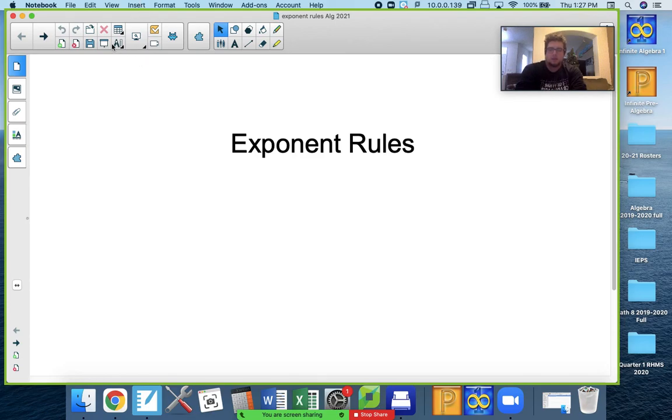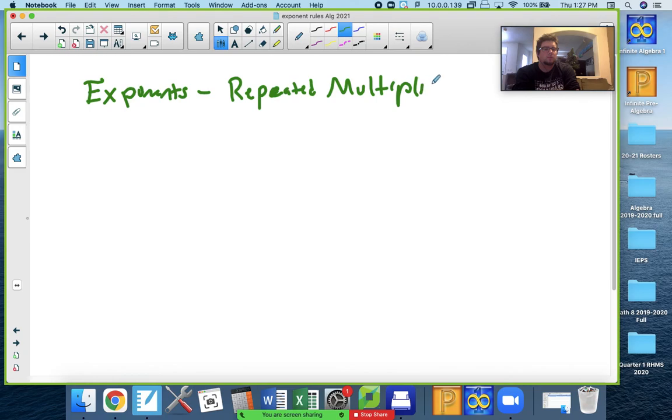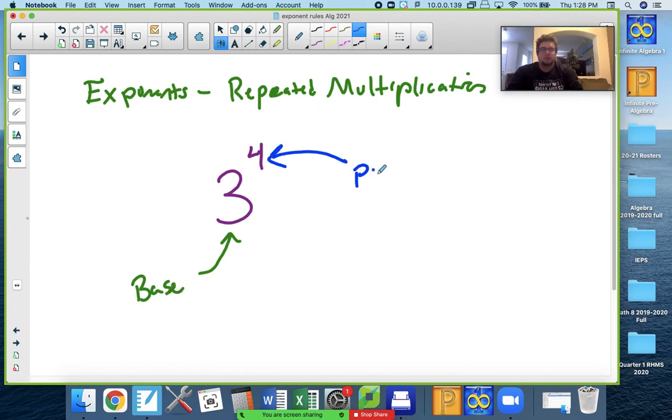We began our exponent rules today. So exponents, just a quick recap for them, are repeated multiplication, they're comprised of two parts. So if we have 3 to the 4th power, the 3 is known as the base, 4 is known as the power.